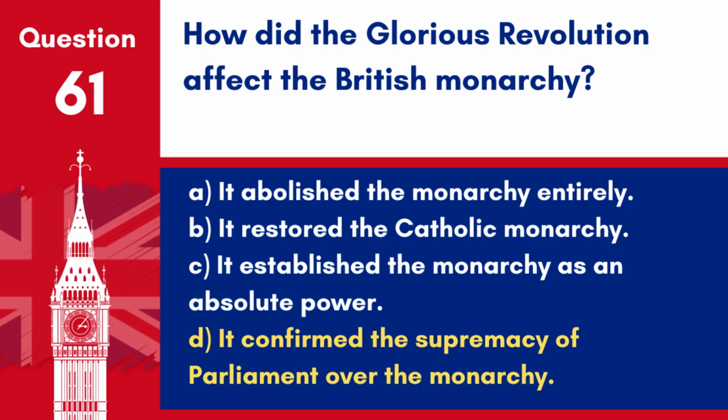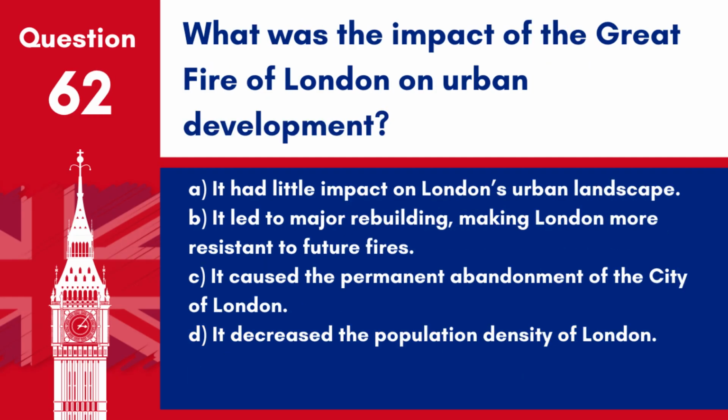Answer: D. It confirmed the supremacy of Parliament over the monarchy. The Glorious Revolution of 1688 established constitutional monarchy in Britain, significantly limiting the powers of the monarchy and affirming the supremacy of Parliament.